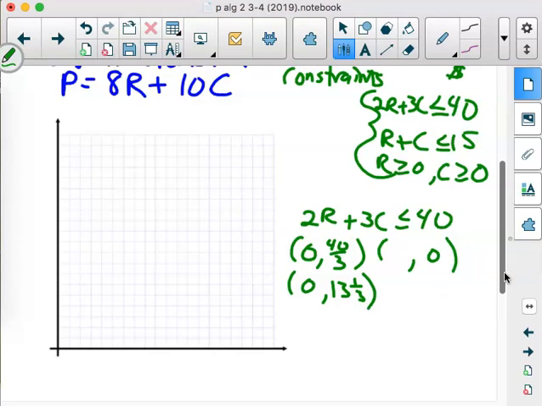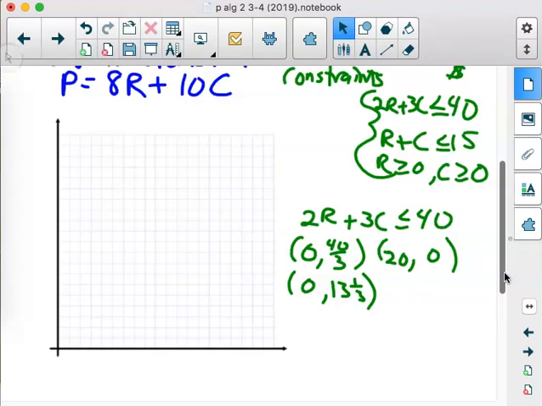This one's a little bit easier. If we don't buy any of the cherry tomatoes, how many Romas can we get? Yeah, 20, because 2 times 20 would be 40. Now, I don't know that those are the numbers that I should use for my graph yet, because I don't know about the other constraint. So I better figure out the other one.